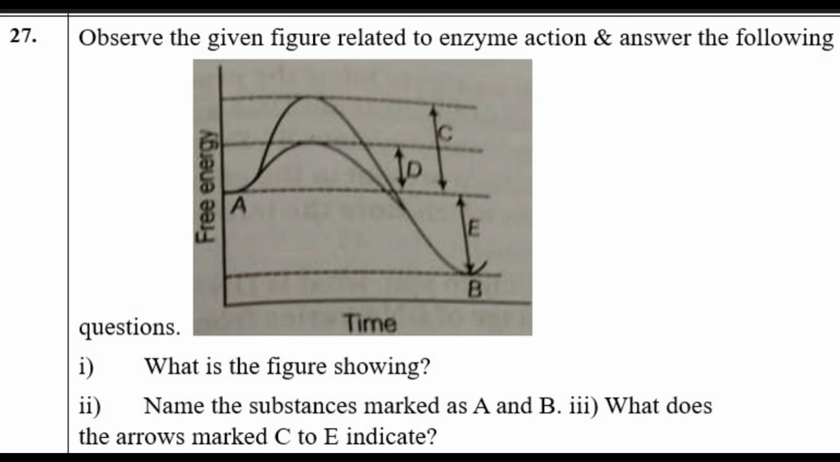Question number 27 for 3 marks. Observe the given figure related to enzyme action and answer the following. In this figure you have to observe A, B, C, D, E. First, what is the figure showing? Second part of the question, name the substances marked as A and B. Third part of the question, what do the arrows marked C to E indicate?